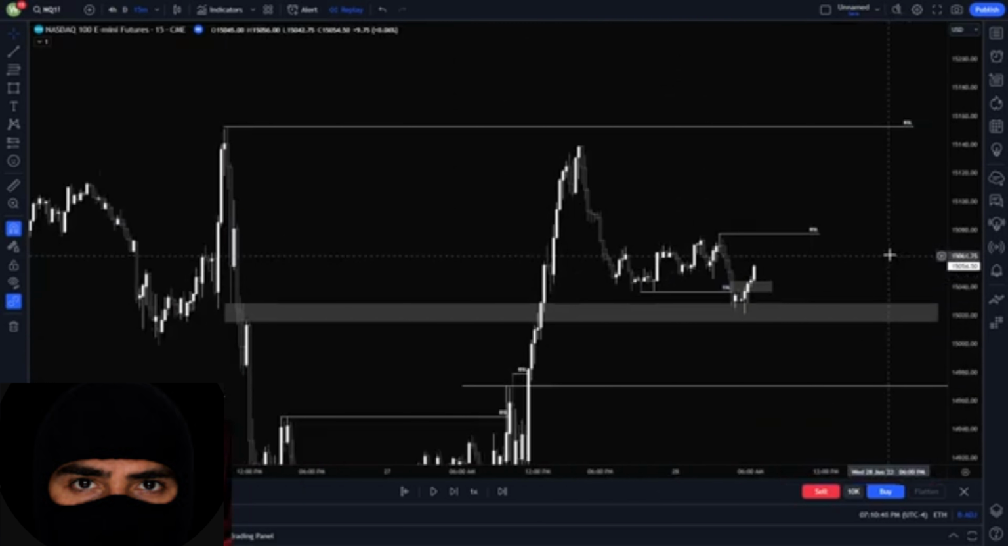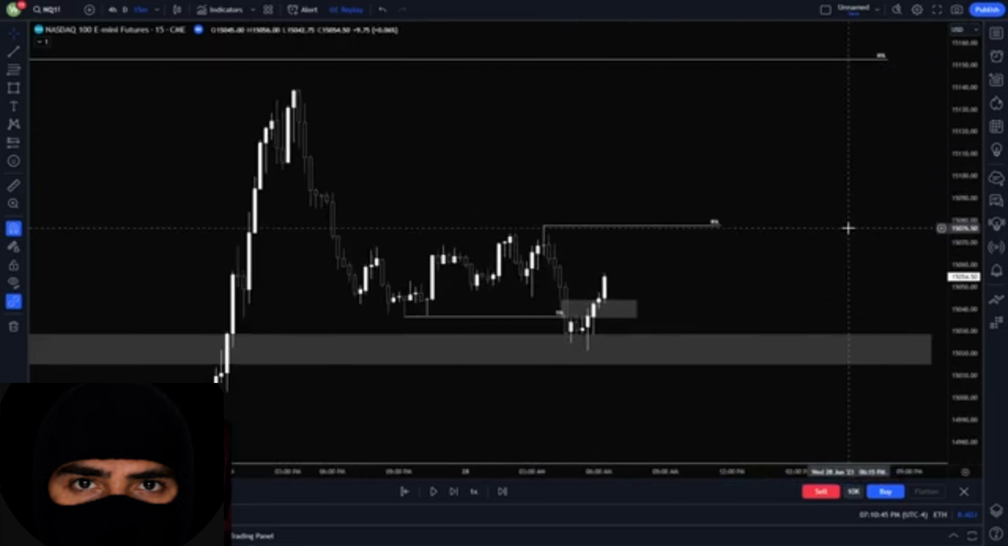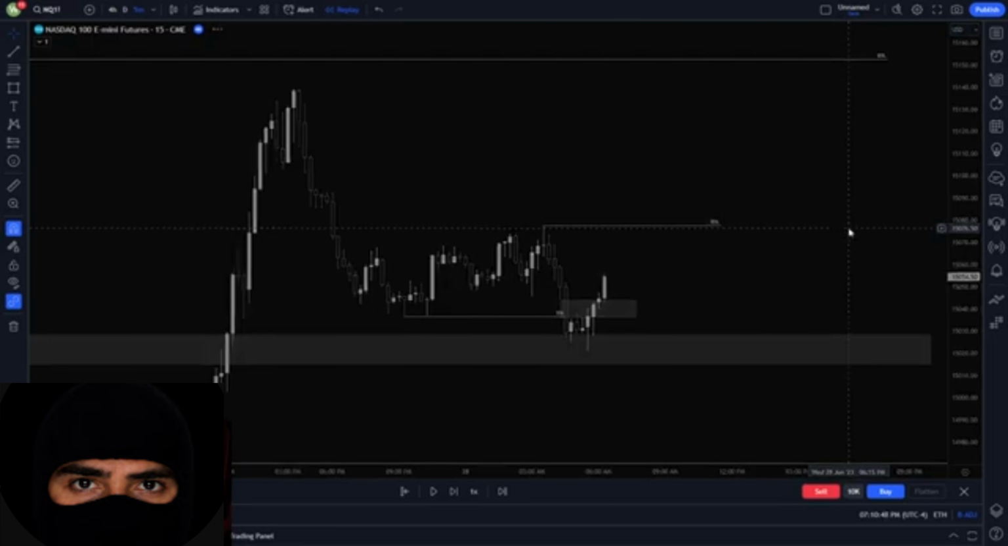I'm bullish on a bigger time frame. The draw on liquidity is higher. The draw on liquidity is higher on a smaller time frame. This is when you get high quality setups, is when all of these things start to align.